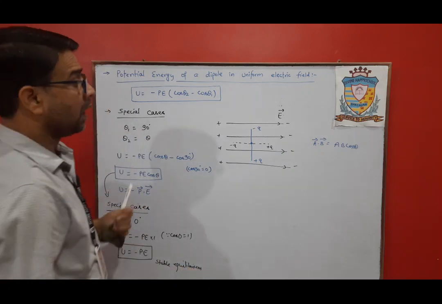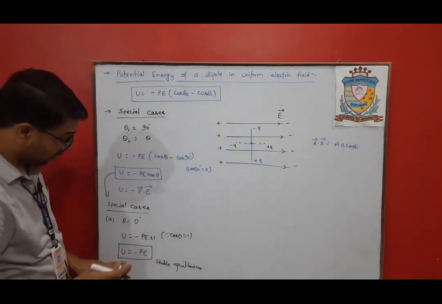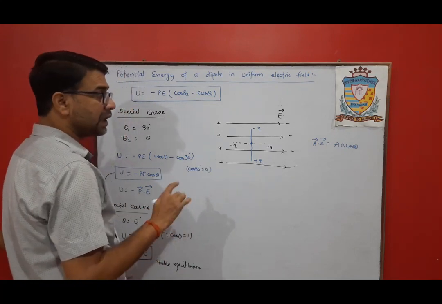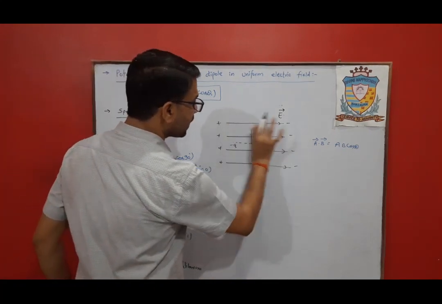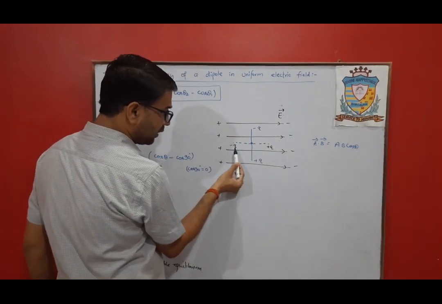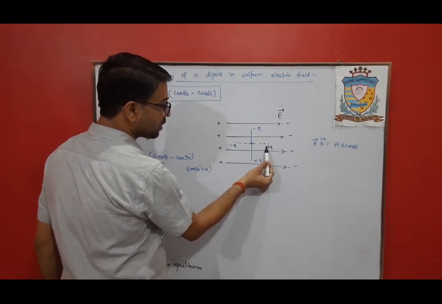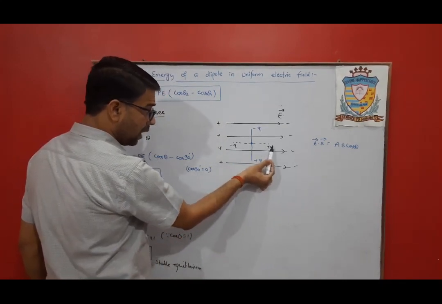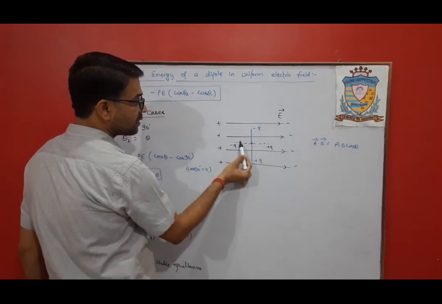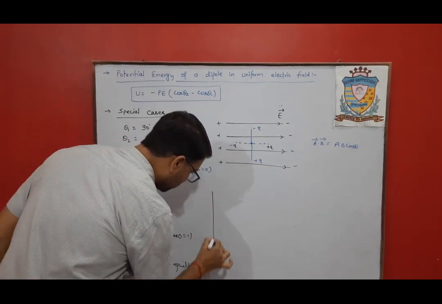Why? What does this negative sign signify? As I told you, it is opposite to the direction of the electric field. This is the direction of the electric field, from positive to negative. Here, in this case, the dipole has negative charge here and positive charge here. That means the direction of the field made by this positive and negative charge is in this direction, so this is opposite to the direction of this uniform electric field.